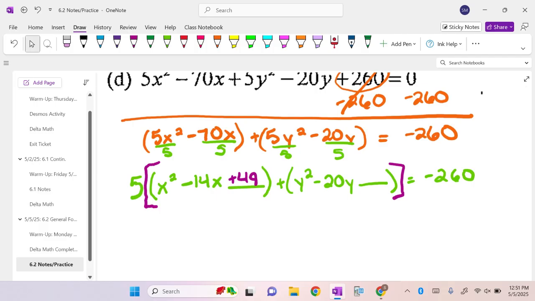Remember, whatever we do to one side, we have to do the other. However, I'm not going to add 49 here. I'm going to add a different number. What do you think that number would be? I'll give you a hint. If we're multiplying 5 to this entirety, let's say we multiplied 5 back through, what would this number then become?